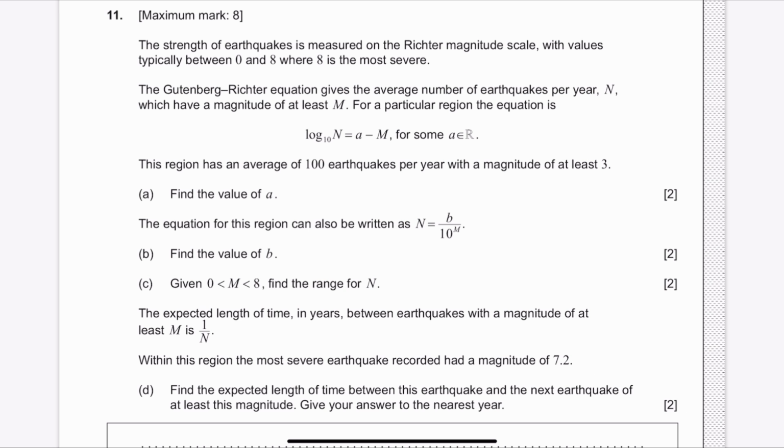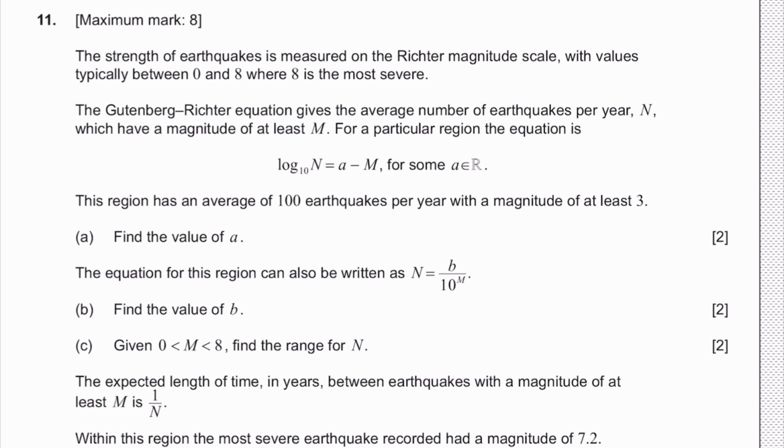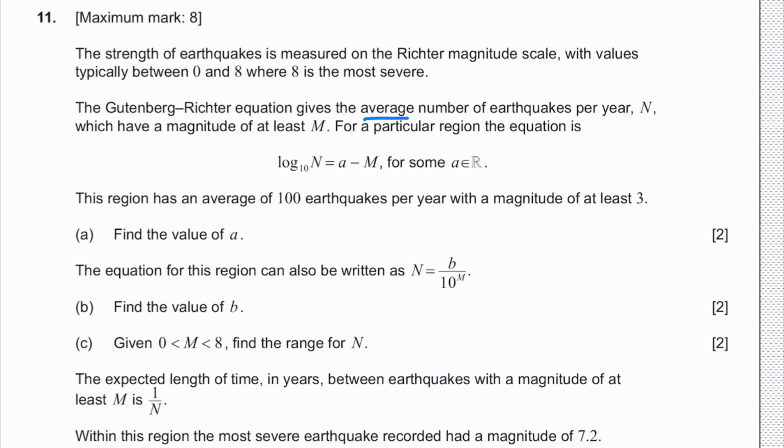All right, let's look at number 11. The strength of earthquakes is measured on the Richter magnitude scale with values typically between 0 and 8, where 8 is the most severe. The Gutenberg-Richter equation gives the average number of earthquakes per year, N. So you know that's going to be important. So I'm going to go ahead and underline. N is the average number of earthquakes per year, which have a magnitude of at least M. So the magnitude is going to be M.